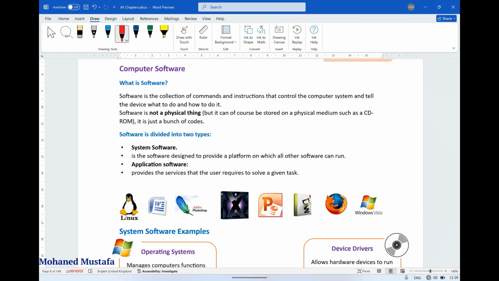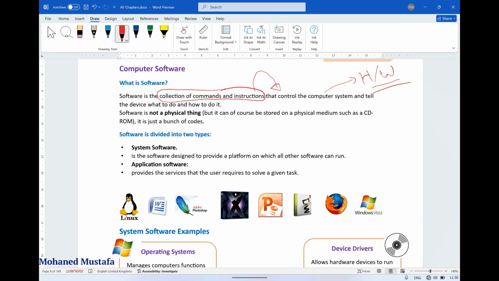However, this hardware cannot work unless there is software. The software is there to control and manage the hardware. So the software is just what? A collection of commands and instructions that will control and manage what? The computer. By the computer, I mean, generally speaking, the hardware.